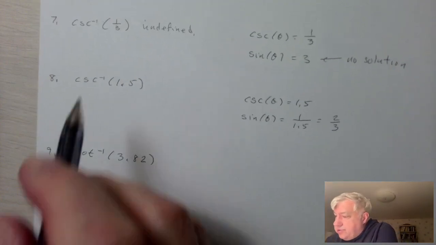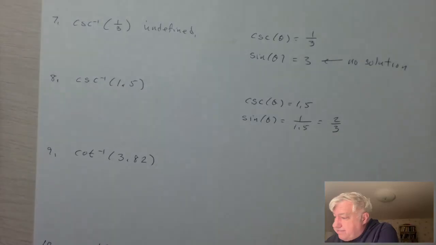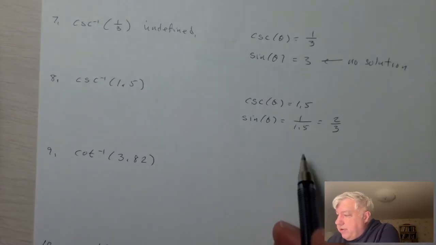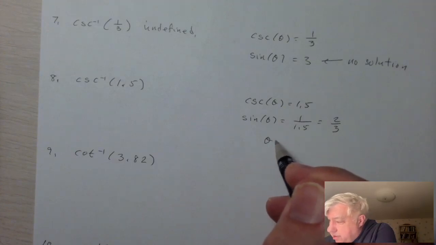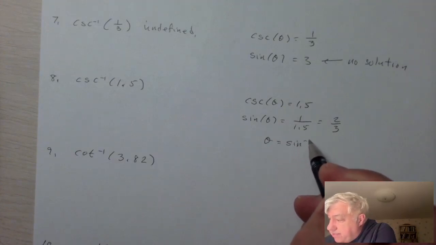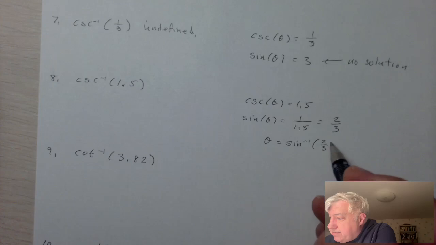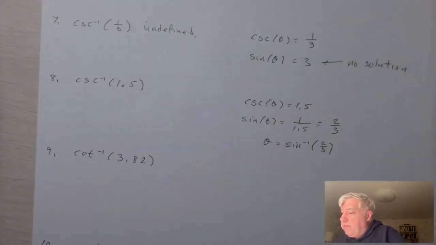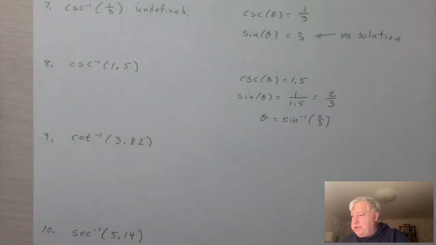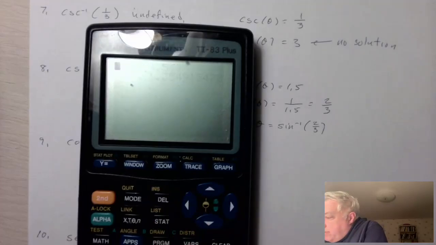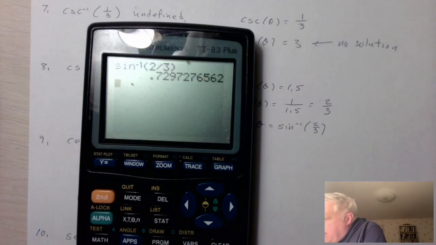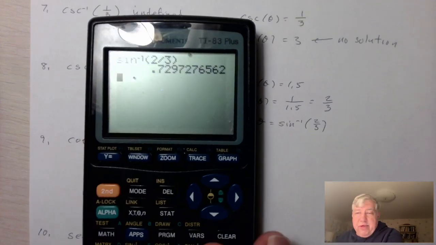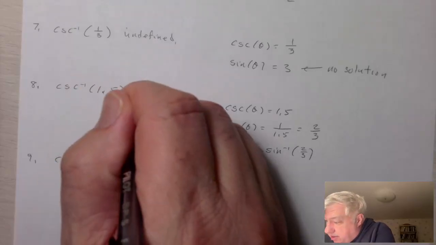So let's do this. What we really want is theta to be the inverse sine of 2/3. Okay, that's probably what we want. So we'll clear that, and then we'll take the inverse sine of 2 divided by 3, and that's 0.730. Round up.